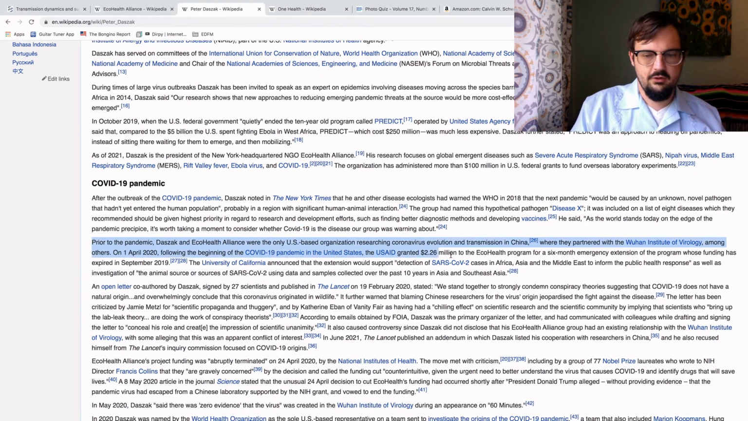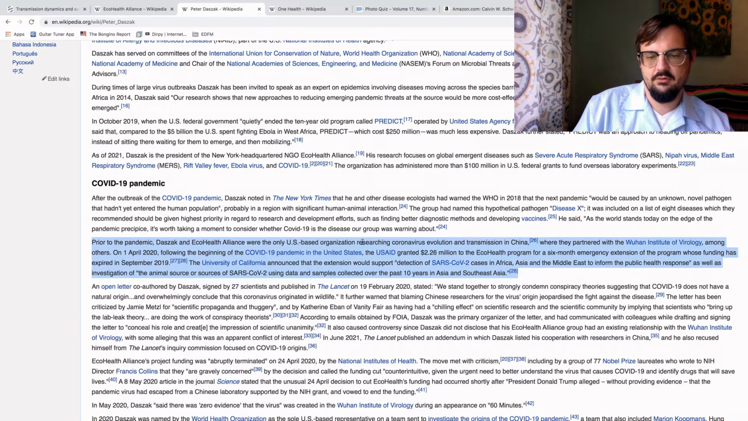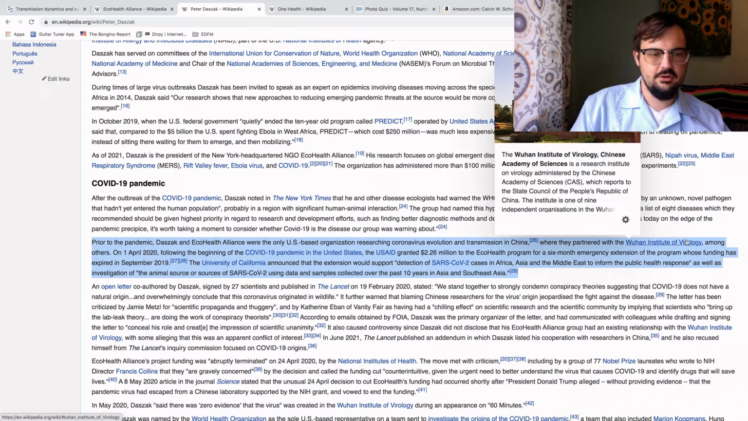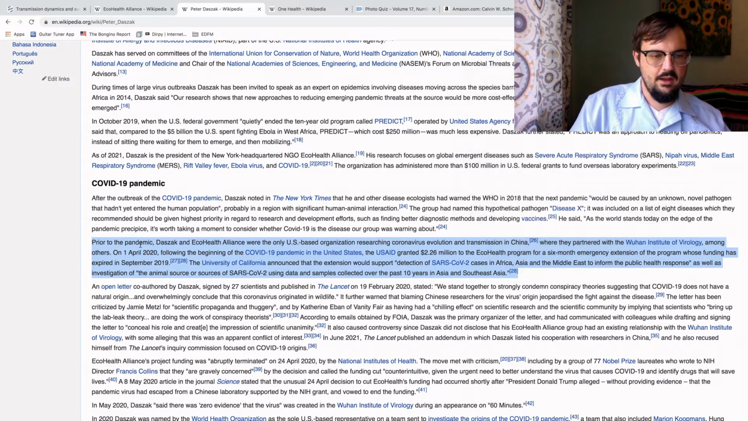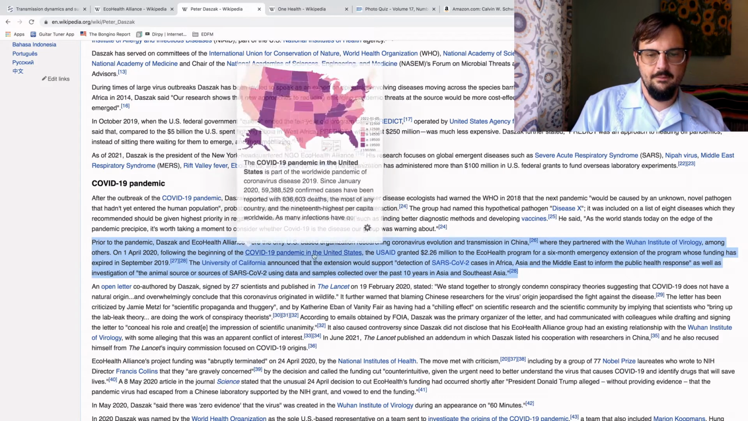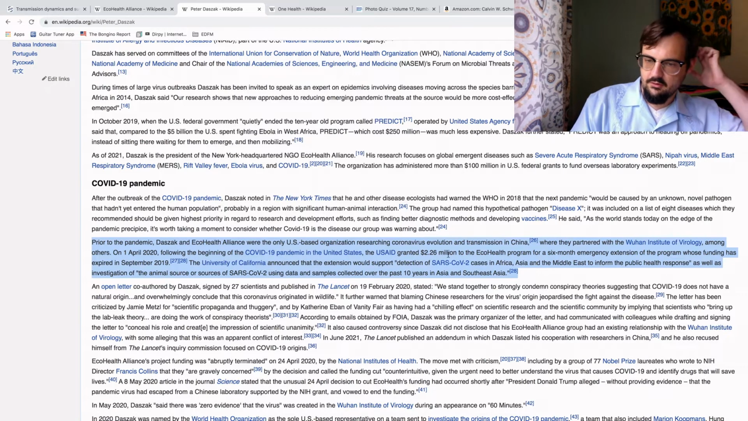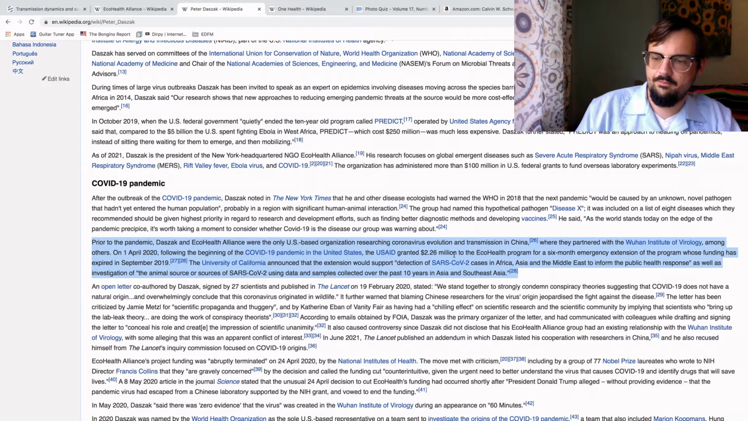Now, prior to the pandemic, Daszak and EcoHealth Alliance were the only US-based organization researching coronavirus evolution and transmission in China, where they partnered with the Wuhan Institute of Virology, among others. And then on April 1st, 2020, following the beginning of the thing, USAID granted $2.26 million to the EcoHealth program for an emergency extension of the program.